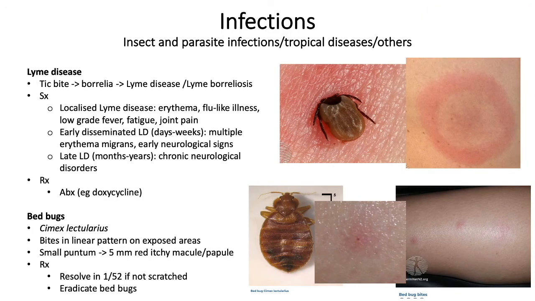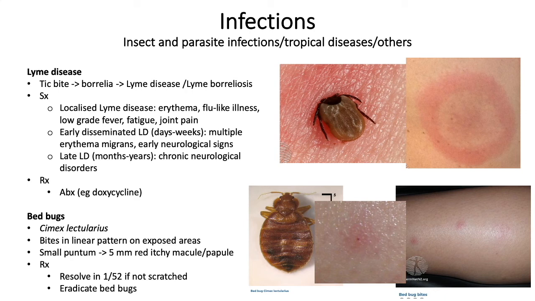There are lots of other bugs and bites and infections that we can talk about, but this is an entire subject in itself. So I'm just going to talk about two diseases that are more prevalent in the UK now, and they are Lyme disease and bedbugs. Lyme disease is caused by tick bite, and the Borrelia bacteria is what causes the infection. The infection is called Lyme disease or Lyme borreliosis. It can affect any part of the body, but it's commonly the skin and the central nervous system, the joints and the heart.